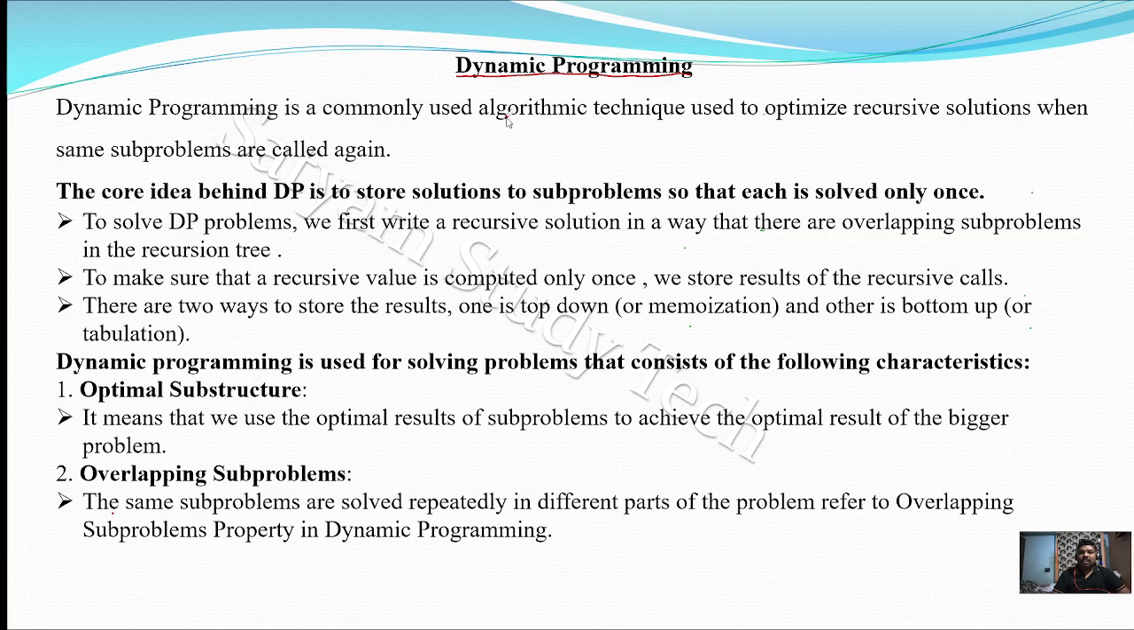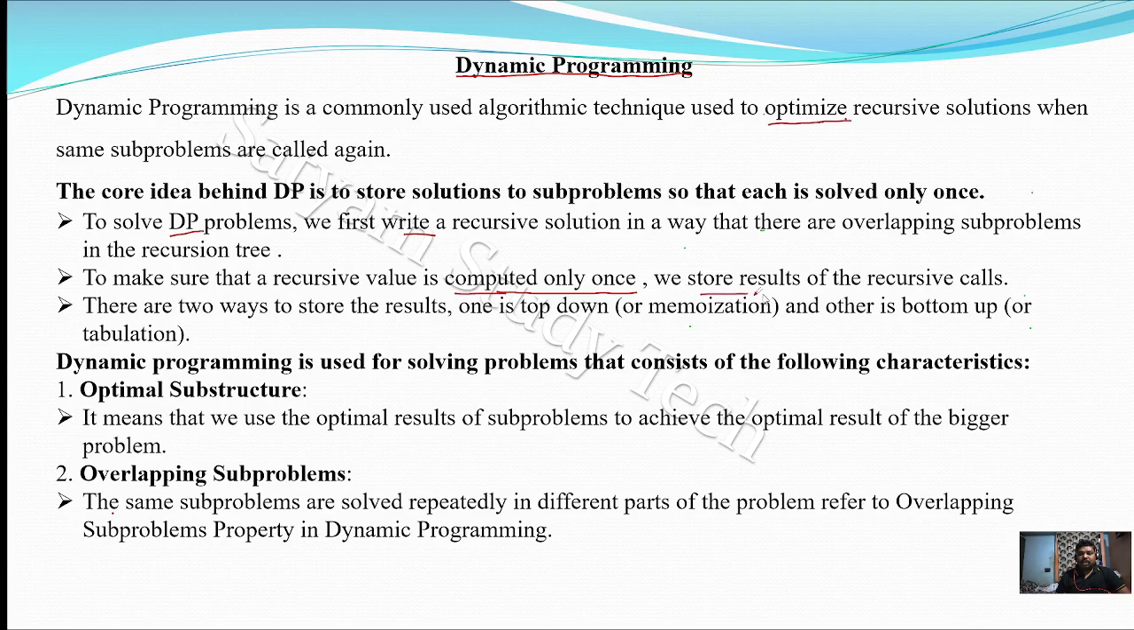Now we can see what dynamic programming is. The dynamic programming approach is an optimization technique. It is used to solve minimization or maximization problems. The main theme of the dynamic programming approach is that to solve a dynamic programming problem, we first write a recursive solution in a way that there are overlapping subproblems in the recursion tree. We can discuss one example so you can understand what a subproblem is, and make sure that the recursive value is computed only once. This is the important point.